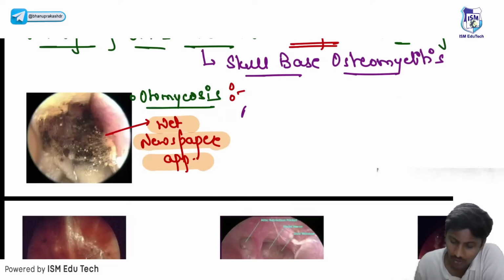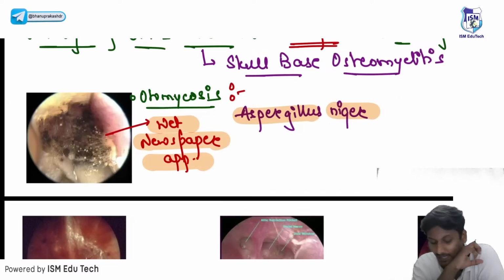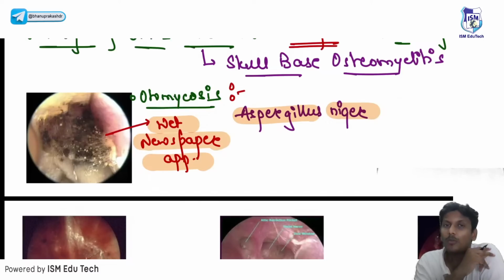And the most common cause for it is definitely an organism or a fungus known as Aspergillus niger. Niger means black. That is the reason why there will be a white and a black appearance in the external ear, known as the wet newspaper appearance. The second common cause can be Candida albicans and it causes everything white. That is called the cotton ball appearance as well.